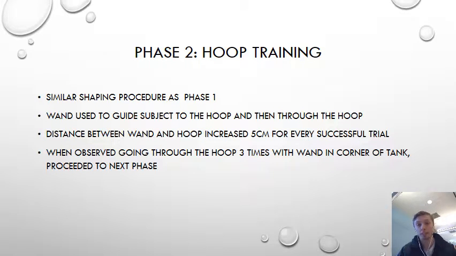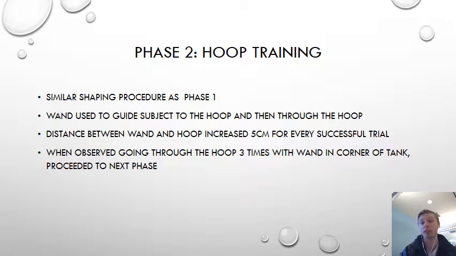Okay, phase 2. So once we got phase 1 done, which was approaching it from any position, we moved on to hoop training. So we used a similar shaping procedure as phase 1. Had the wand next to the hoop, and then as he approached the hoop, food was released. Every successful swim through the hoop, I increased the distance of the feeding rod about 5 centimeters from the hoop. I just want to be very systematic with how I did that to make sure that we were getting stimulus control with the hoop rather than the training wand at this point.